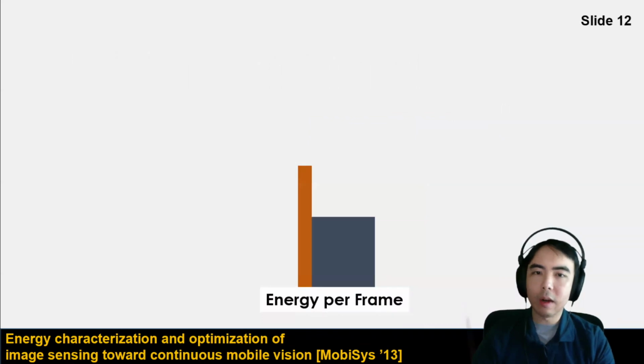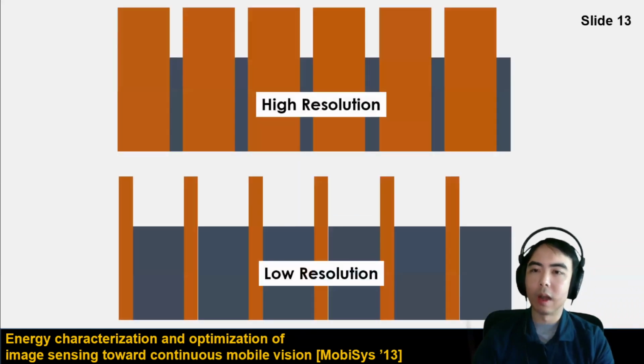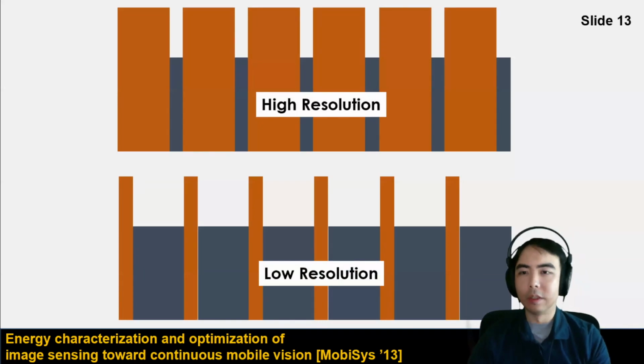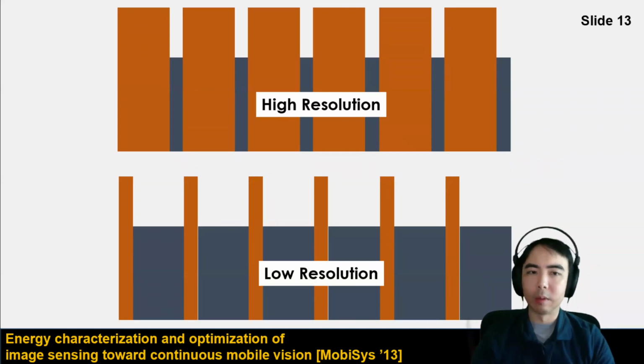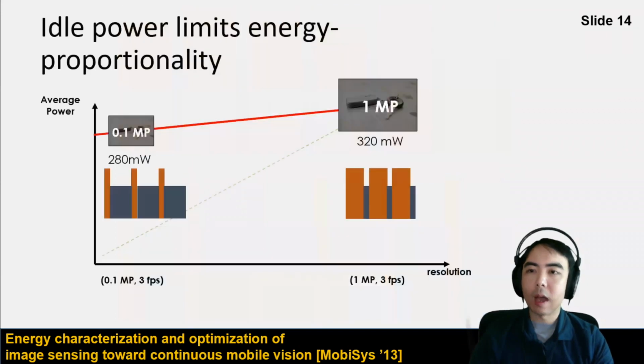If we stare at this a little bit, we start to see why we have such limited energy proportionality. When you're at high resolution, you occupy most of your time in the active region and less in the idle region. In low resolution mode, you occupy less of your time in the active region and more in the idle region. But you're still consuming power during the idle period of that duty cycle, and that idle power is exactly what limits energy proportionality.